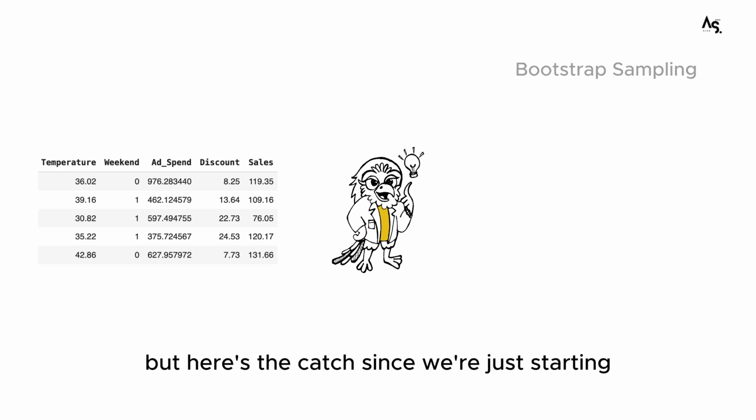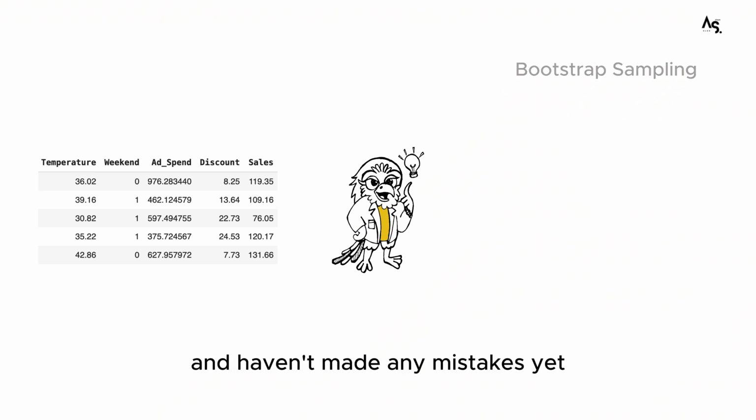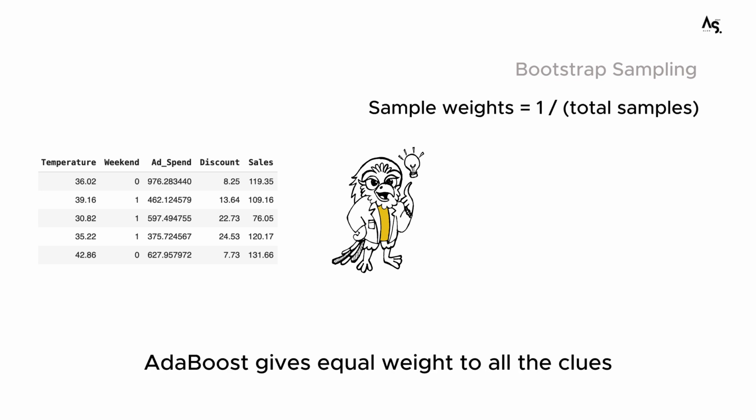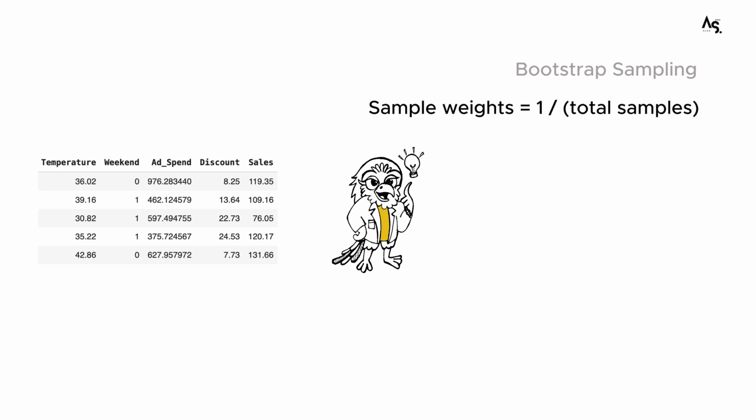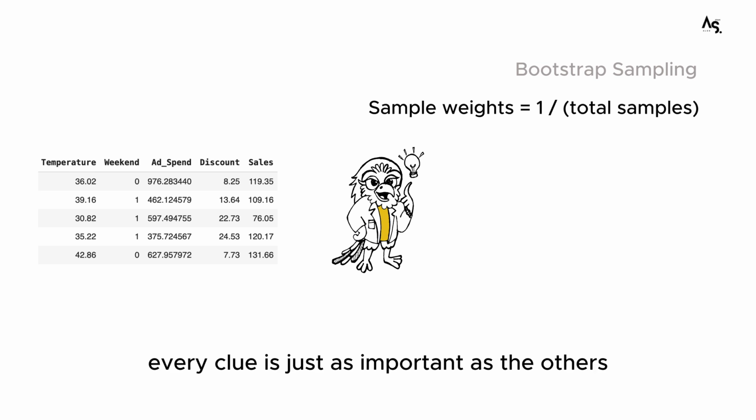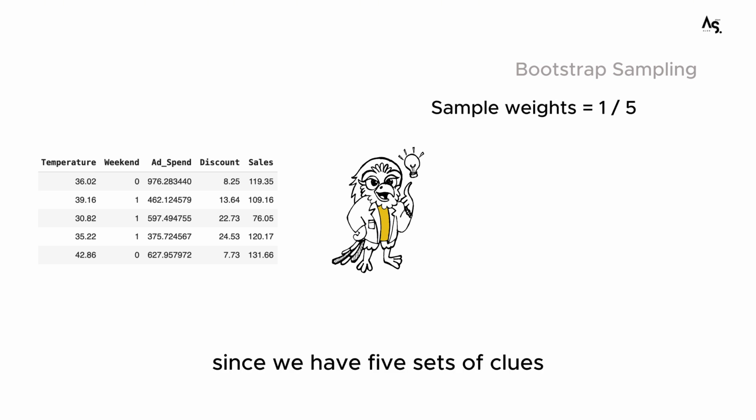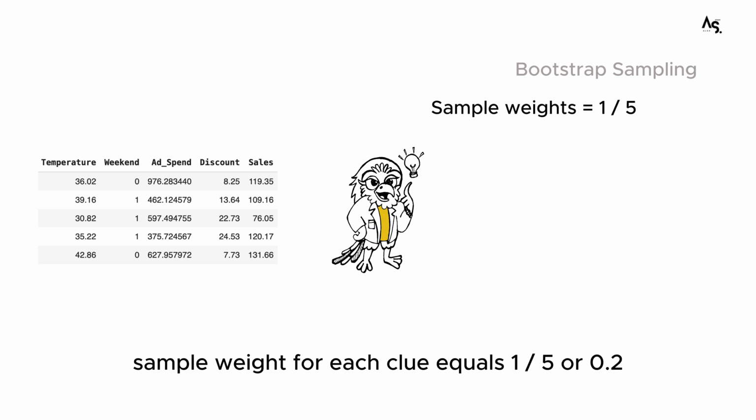But here's the catch. Since we're just starting and haven't made any mistakes yet, AdaBoost gives equal weight to all the clues. This means, for the first round, every clue is just as important as the others. Since we have 5 sets of clues, the sample weight for each clue equals 1 divided by 5, or 0.2.